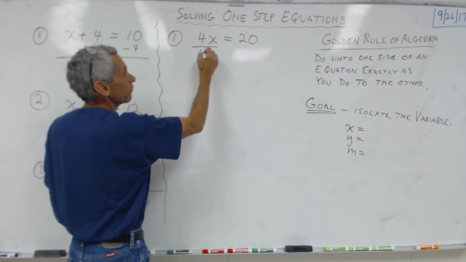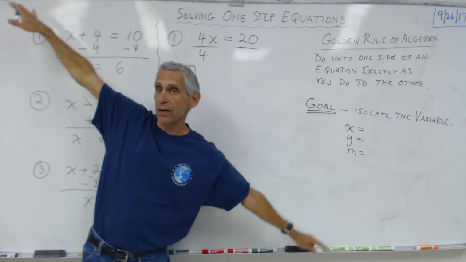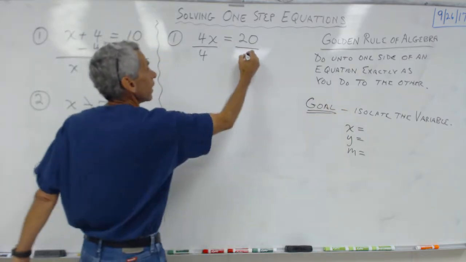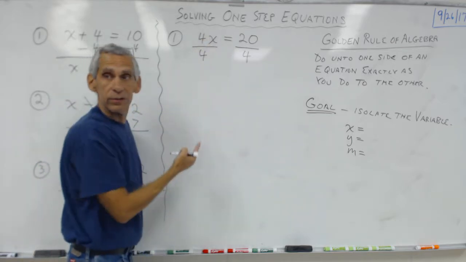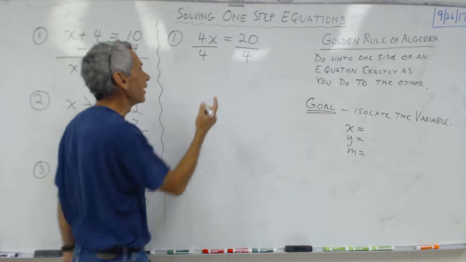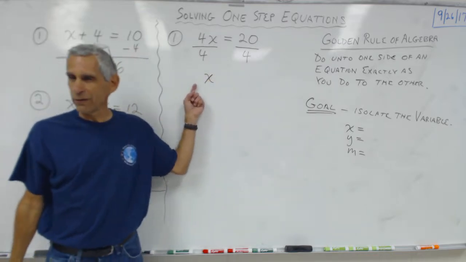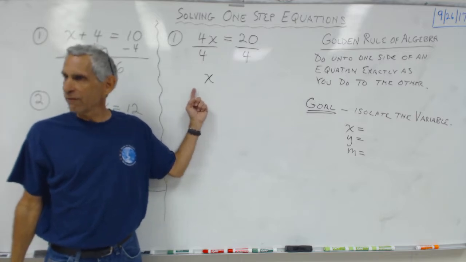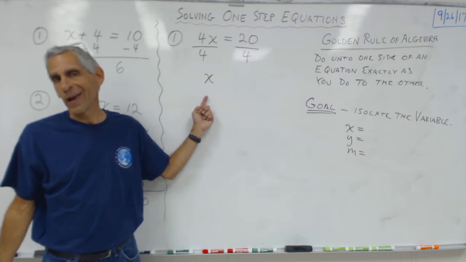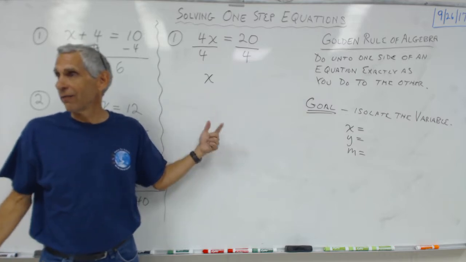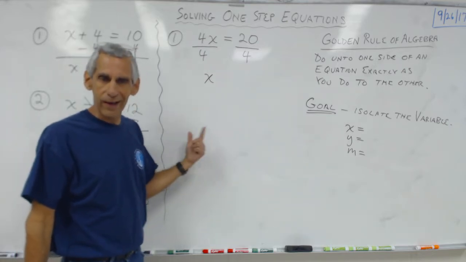So suddenly I'm going to put my 4 downstairs, but what did I just do? I've got to do it to both sides. So I've got to divide by 4 on that side. So 4 over 4 is 1. So it's just 1x. Do I have to write the 1 in front of an x? No. If it says 1x, it's the same as just x. Because x is a variable, 1x is a variable. 2x is 2 variables. 1x is a variable. That's it.